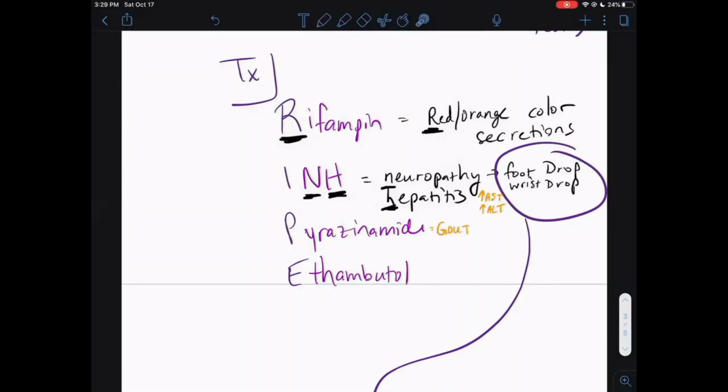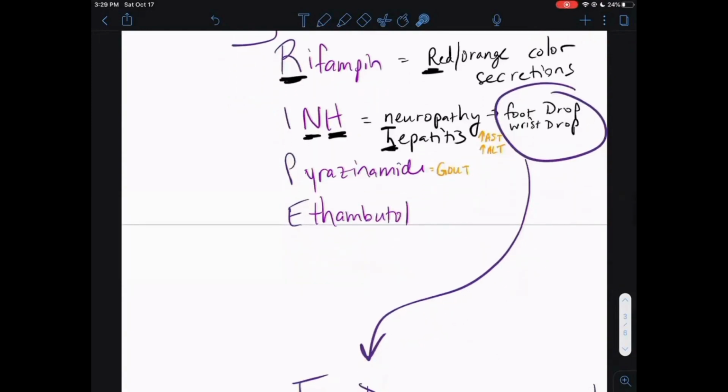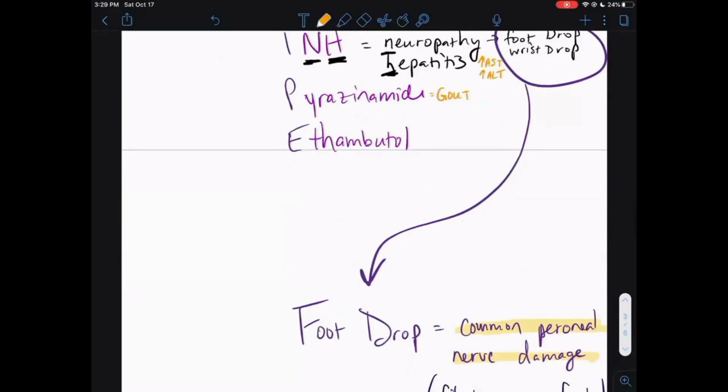All right, but pyrazinamide is a side effect of gout. So let's just do a little quick integration here with gout. So what's the disorder that afflicts children and they have gout-like symptoms? All right, so if you're thinking Lesch-Nyhan, then you're correct. All right, so how I remember Lesch-Nyhan, I'm just gonna make a little side note here.